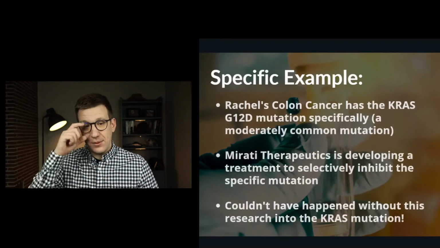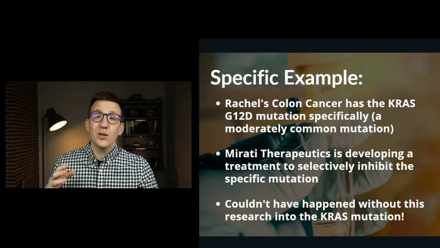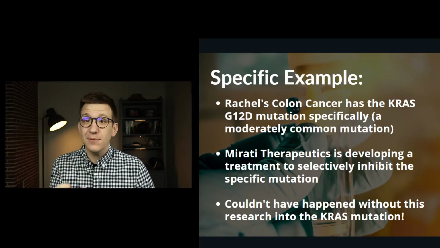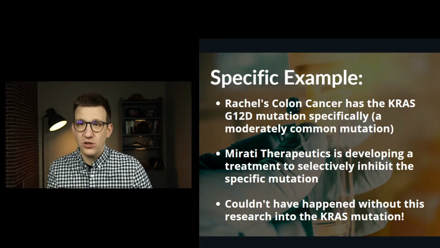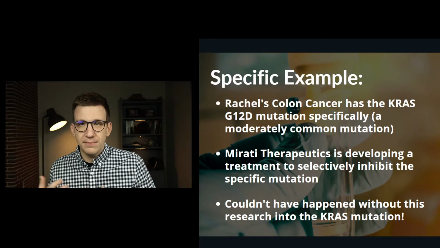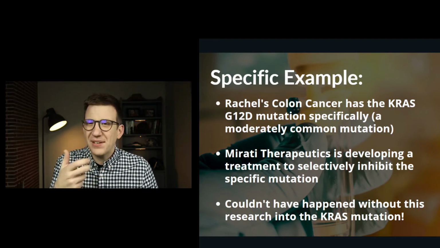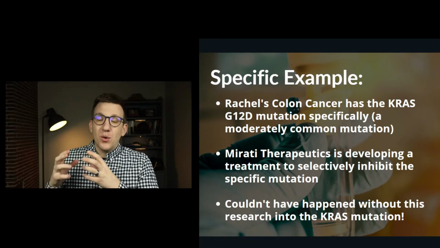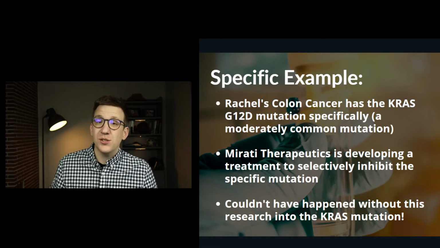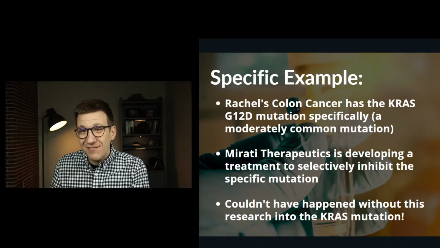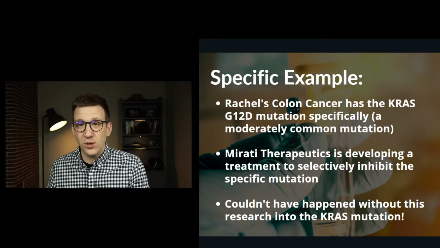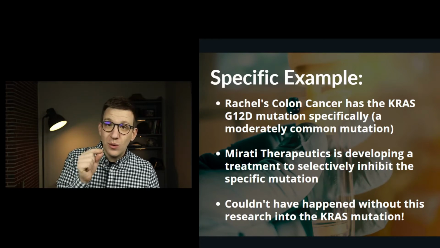Let's look at a specific example, because this is why this is particularly interesting for us. Rachel's colon cancer has a very specific KRAS G12D mutation. So it's the specific type of mutation for the KRAS family. It's a moderately common type of mutation, specifically in colon cancer. Mirati Therapeutics is a pharmaceutical company. They are right now developing a treatment to selectively inhibit that specific mutation. So now that they have this research and have an understanding of what's going on, they are targeting the KRAS G12D mutation.